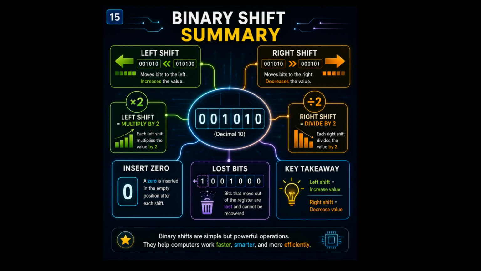Let's quickly review what we've learned about binary shifts. A left shift moves every bit to the left and multiplies the value by 2. A right shift moves every bit to the right and divides the value by 2. After every shift, a 0 is inserted into the empty position. Remember, if a bit moves outside the available space, it is lost, which can cause overflow. Binary shifts are simple, fast, and efficient. That's why they are used by processors to perform calculations much faster than normal multiplication and division.